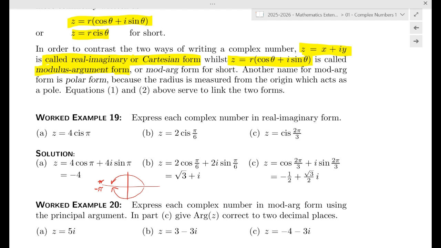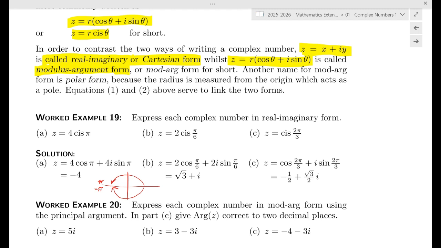Now, you've already worked out the argument for B, but have you worked out the modulus? 3 root 2. Cool. So are we just using trig to find the angle and the length? Using trig to find the angle and Pythagoras to find the modulus.